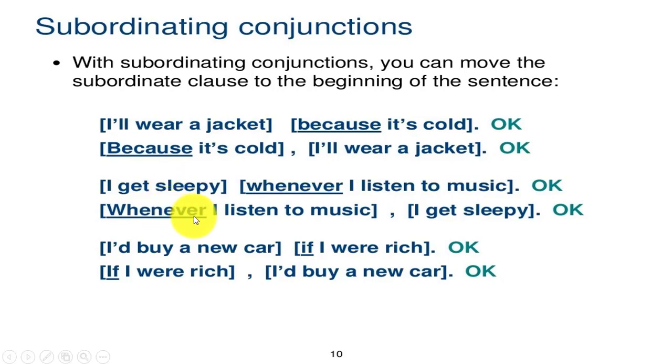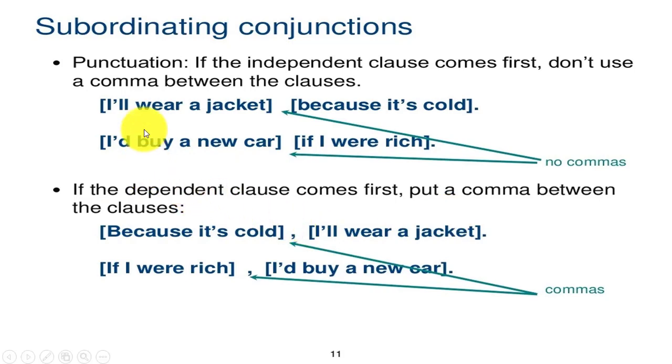Whenever I listen to music, we put the comma in the middle of the sentence. The next is clause 2. Clause 1 has the conjunction at the beginning, then we put the comma. Next, I get sleepy is clause number 2. We learn punctuation: if the independent clause comes first, don't use a comma between the clauses. Okay, I explained that before.